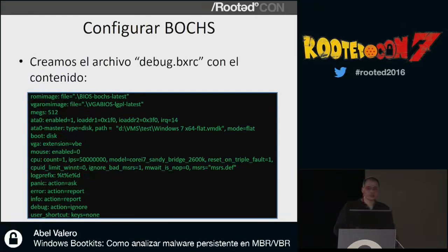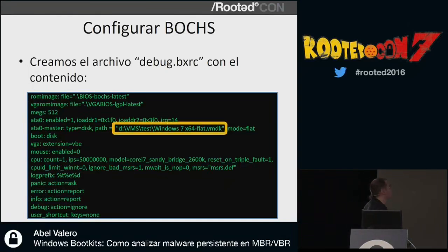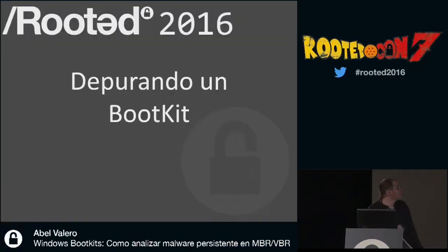We then move on. Once we have recompiled Bochs, we create the debug BXRC file. Just like copying and pasting whatever you have on the screen. And pay attention to this. This is the path to the virtual hard disk for the virtual machine. With this, we are ready to move into an environment to debug a real system, a processor.